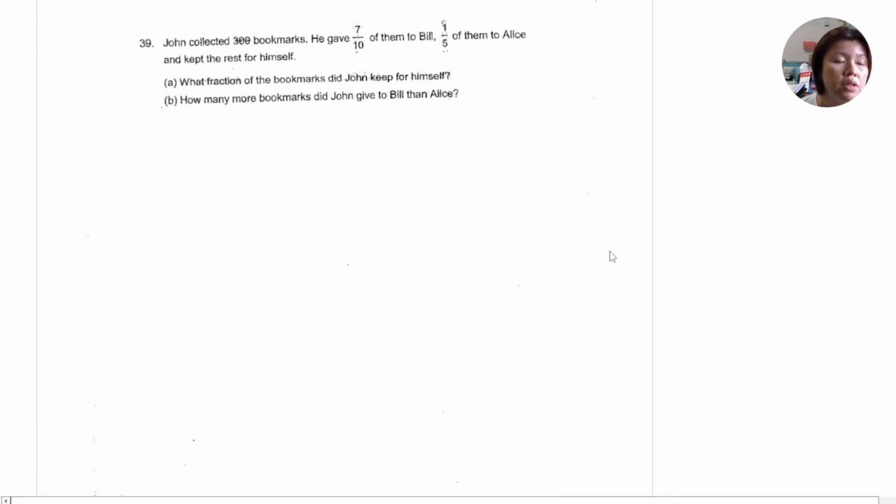Okay, let's move on. John collected 300 bookmarks, gave 7/10 of them to Bill, 1/5 of them to Alice, and kept the rest for himself. So he's asking for what fraction is himself. So first I need to change my fraction to be the same.